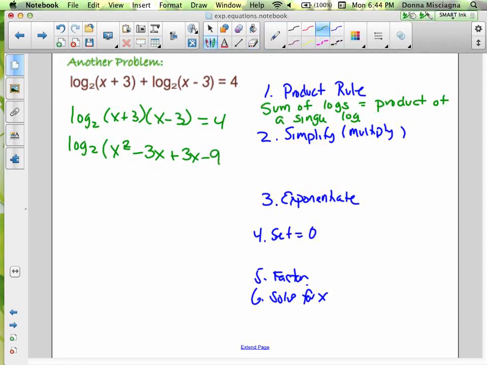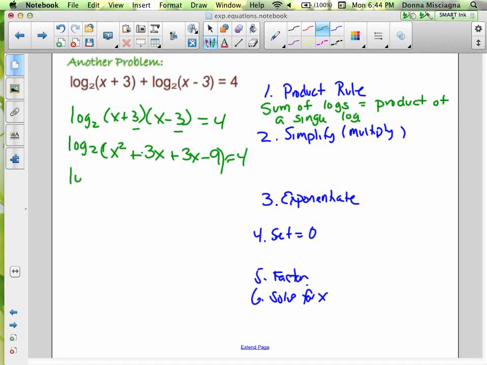Minus 9, right? Because we have 3 times a negative 3 equals negative 9. So all we did was we FOILed, right? We multiplied x plus 3 times x minus 3. I'm going to write that nicer. Right, and we'll combine the like terms.